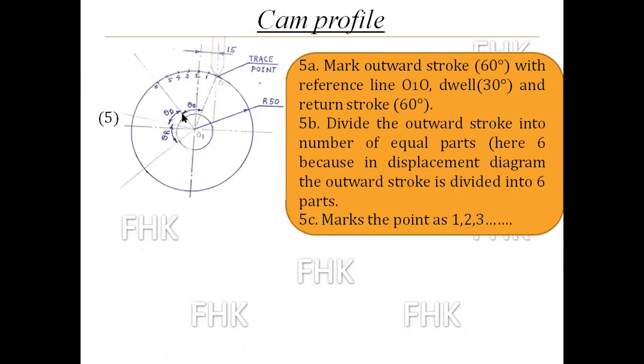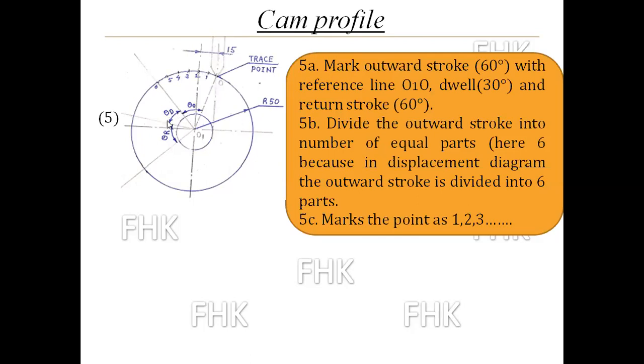Okay, now the next step is to mark the outward stroke, which is given here as 60 degrees with reference to O1O. Don't measure that outward stroke from this vertical line. Don't make a mistake in this. This is a very important point in the offset follower. If a problem on the offset follower comes in the examination, measure the outward stroke from O1O, not from this vertical line.